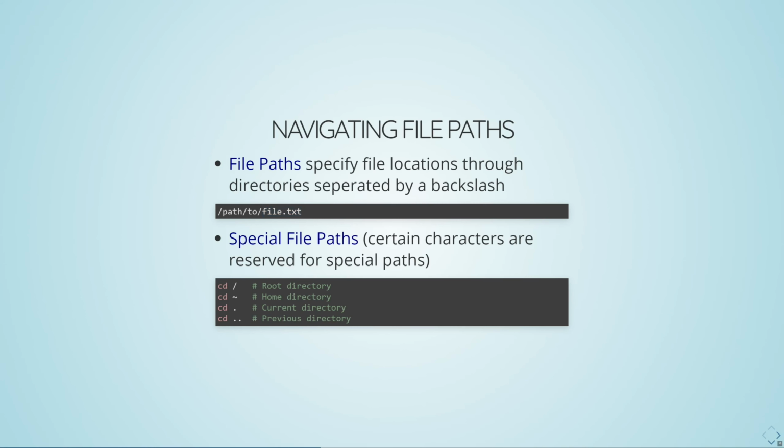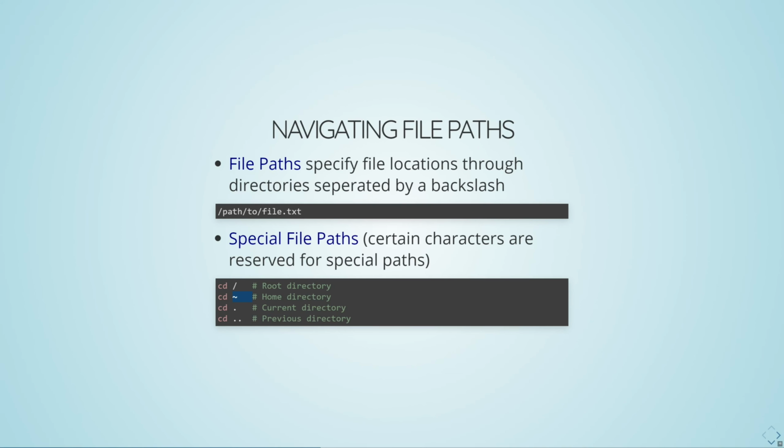So there are certain special file paths that we're going to want to make note of. Most notably, the root directory, which is the very, very beginning of your file system, is just going to be a slash. Now there's also this tilde, which is located at the top left of your keyboard usually. Usually it's right underneath the escape button. This is going to be your home directory.